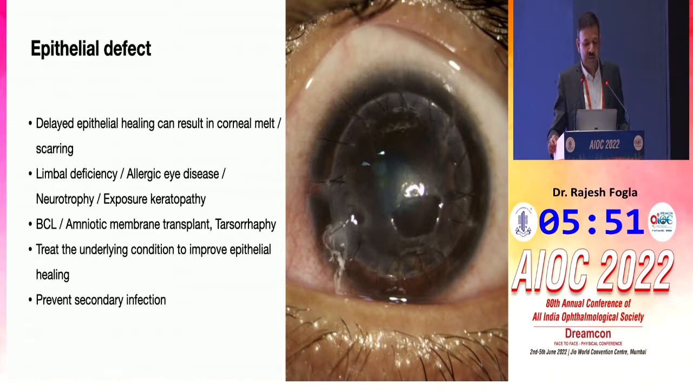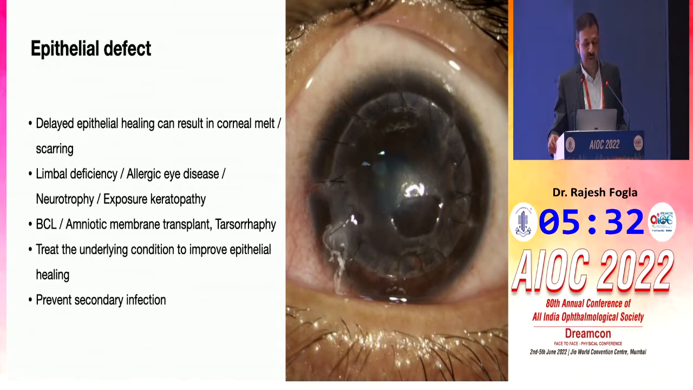The other thing that you can see post-operatively, which is also associated with loose sutures, is epithelial defects. And if you don't treat them properly, you can end up with corneal melt, or they can heal with scarring, which defeats the whole purpose of doing a corneal transplantation.